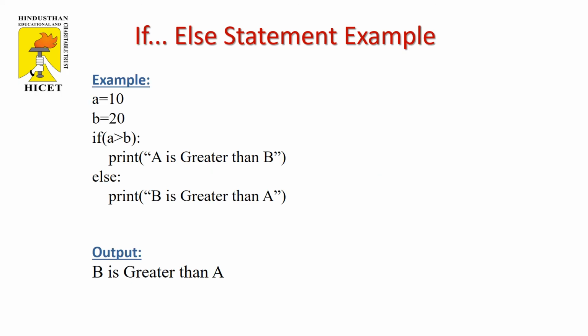Here you can see an example related to the if-else statement. We declare two variables a and b, and give the values a is 10 and b is 20. If a greater than b is true, the true block is executed, a is greater than b, else the false block is executed, b is greater than a. In this case, the false case is executed, b is greater than a, because the value of b is greater than the value of a.